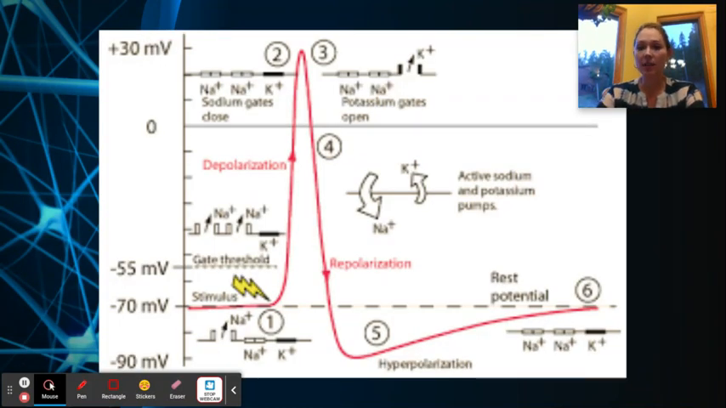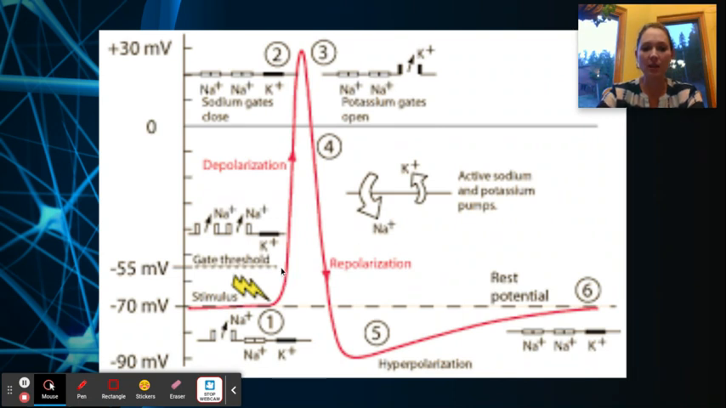This is going to be one of the figures that you guys are expected to know for your quizzes. What we've talked about so far is step 1. It shows you here that the stimulus is applied, and so sodium gates open up due to the stimulus. That causes sodium to rush in.